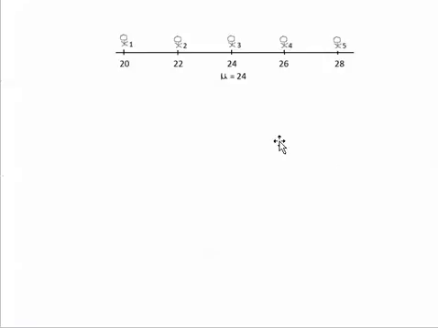In this video, we'll pretend that this is a small population of 5 people. We're looking at the ages of the 5 people in the population. There's a 20-year-old, a 22-year-old, a 24-year-old, a 26-year-old, and a 28-year-old.